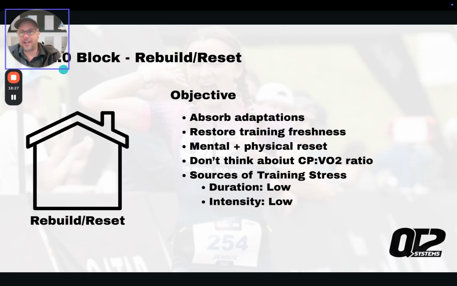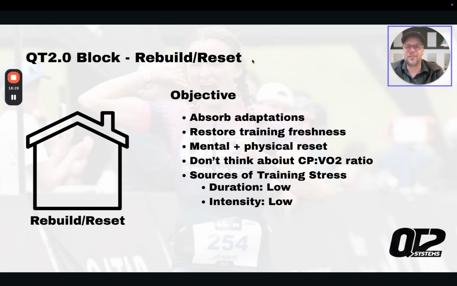We have one final block that I didn't speak of earlier. It's our rebuild reset block. And this is really not training that is aimed towards fitness of any kind. We have one goal in it. We want to recharge the battery in the engine. So I don't even include the critical intensity in here.